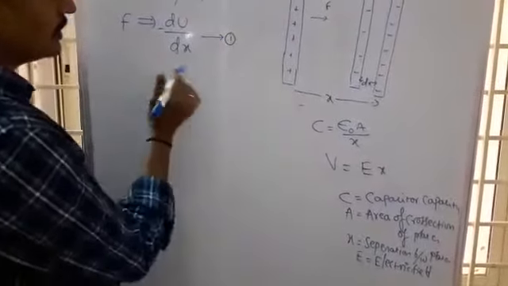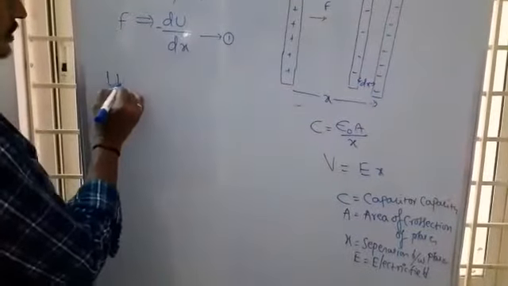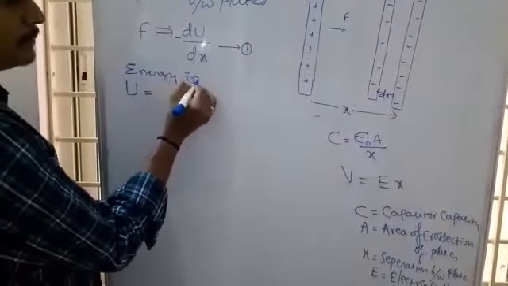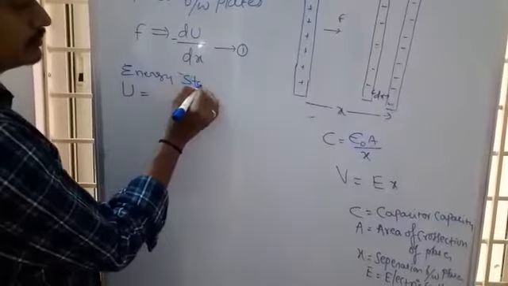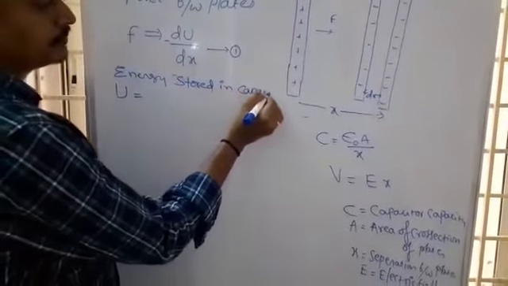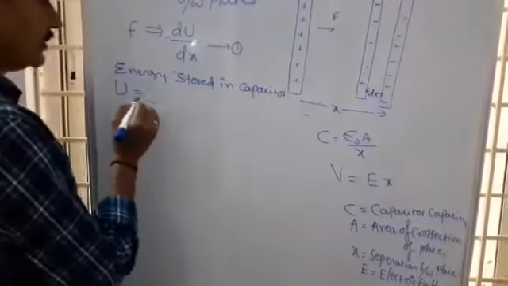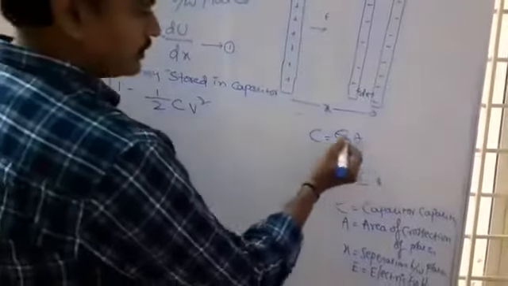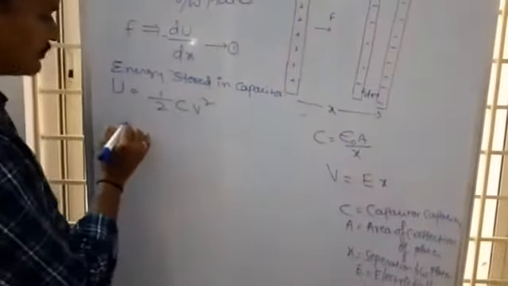Then the energy U is equal to the energy stored in the capacitor, that is U is equal to half CV square. So these values we can directly substitute.